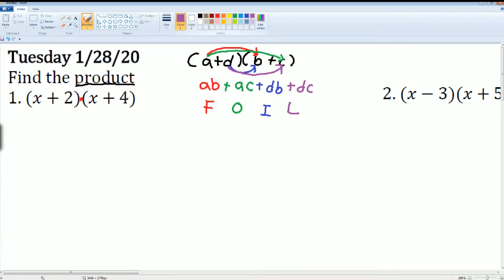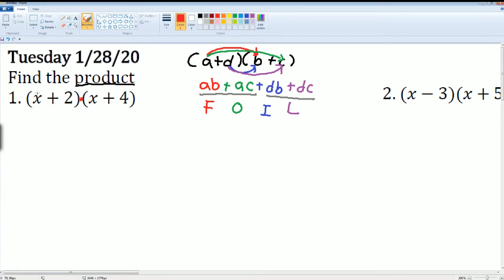I want you to notice this is just the distributive property happening once to the first term. And this is the second distributive property occurring to the second term, which is the letter D. So you're going to see this take place. Hopefully, I can keep to this color scheme.